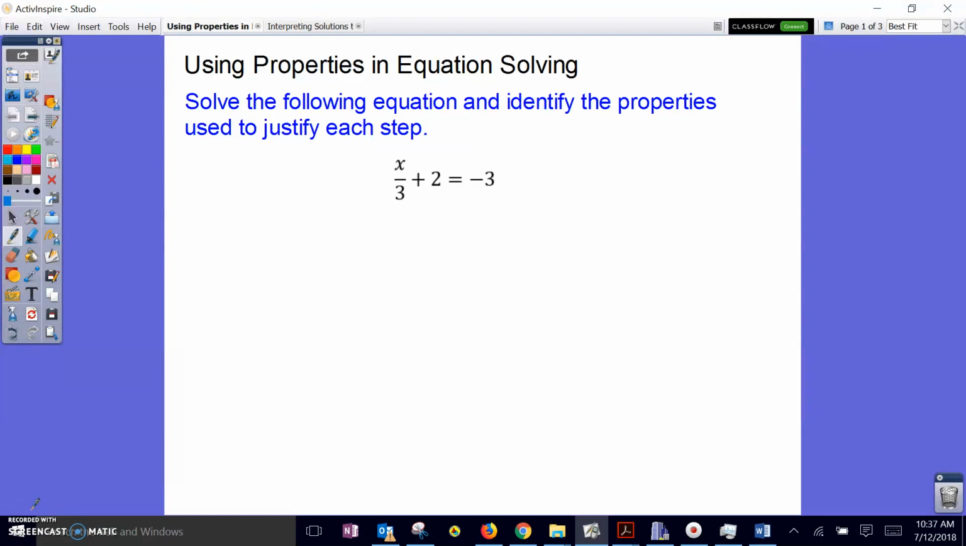So you ask yourself, what's the first thing that we should do in order to solve for x in this problem? And the answer to that question is that we should subtract 2 from both sides. So we're going to go ahead and do that. Now, what property did we use in order to justify subtracting 2 from both sides? We used the subtraction property of equality.